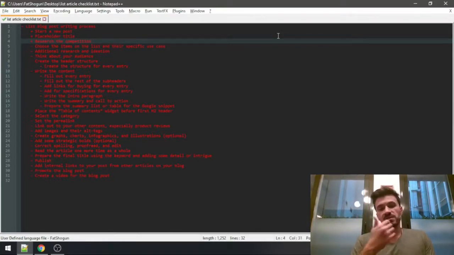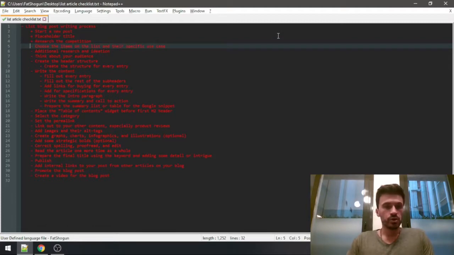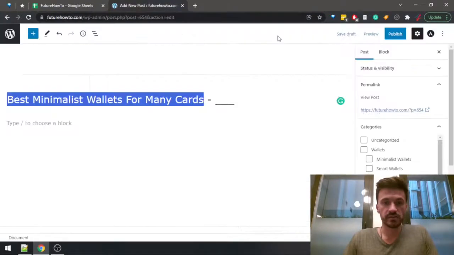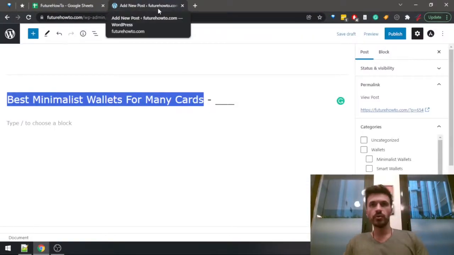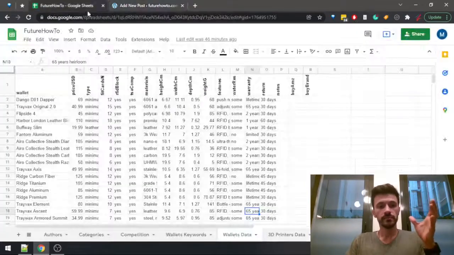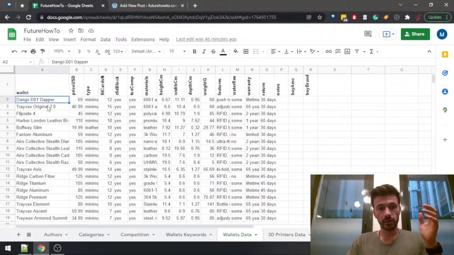Let's move on to the next step now, which is to choose the items on the list and their specific use case. So this is very interesting. As I said before, I've already done a few reviews of several different products. I think they're probably some of the best products in the niche. And as I instructed you to do in the previous article on product reviews, you should gather all of the specs, all of the data, into one spreadsheet. And that's going to be very, very useful when you're writing list articles later.